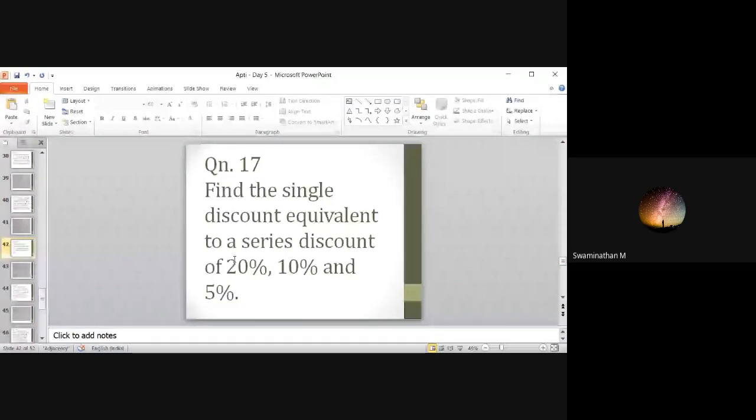For the second discount of 10%, it is x into 80% into 90%, because with a 10% discount the price will be 90% of that. For the third discount, it will be the previous value multiplied by 95%, because 5% is reduced, so 95% will be the price.